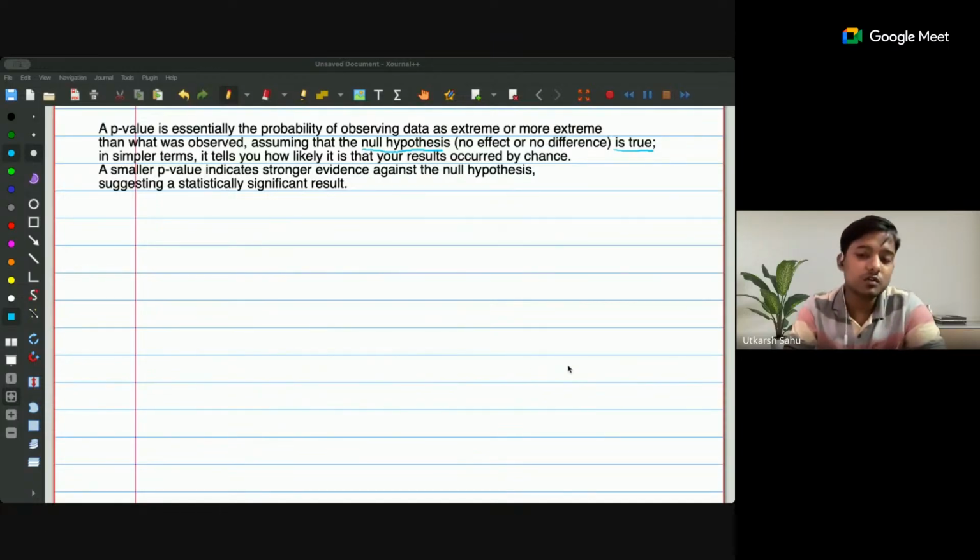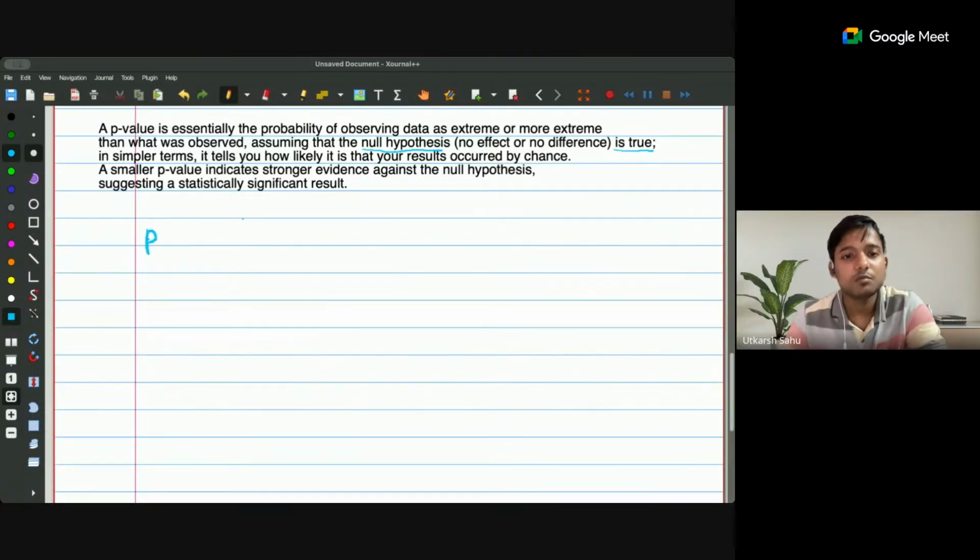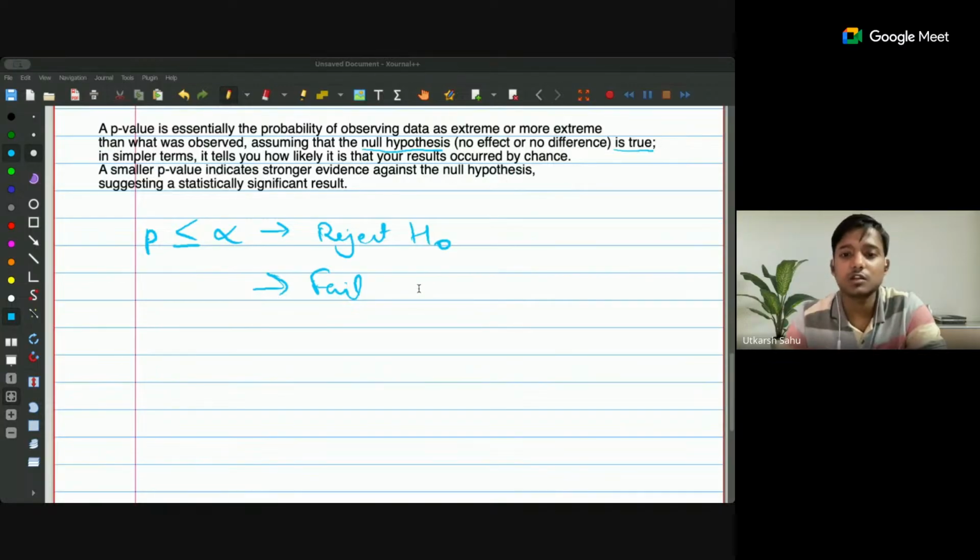So when do you reject your null hypothesis and when do you not? Based on p-value, if p-value is less than or equal to alpha, I will reject my H0, basically your null hypothesis, and the other case would be fail to reject. This is what the correct statement is. Don't make this mistake of writing accept the null hypothesis.